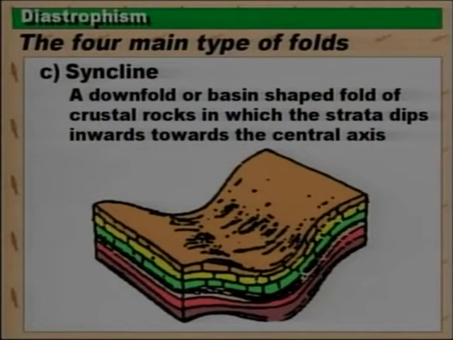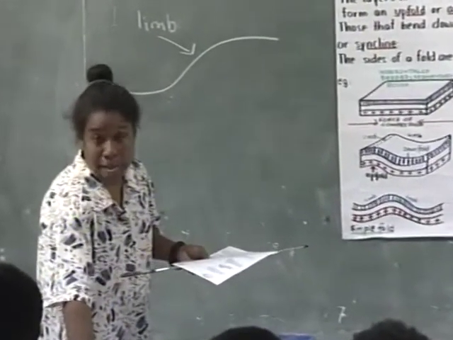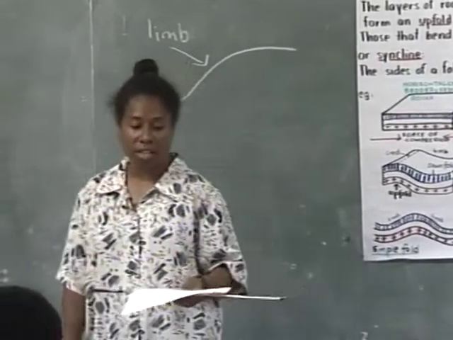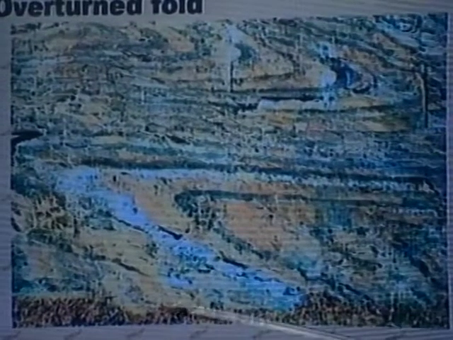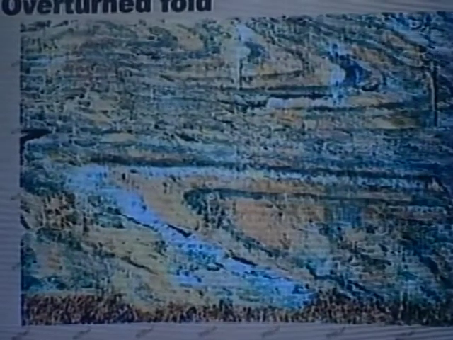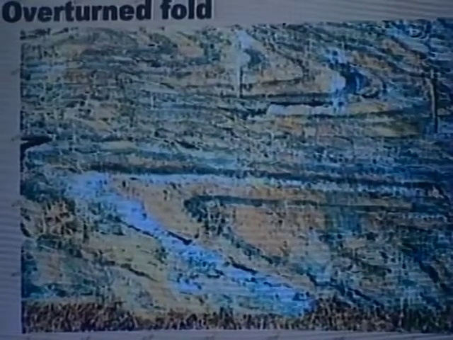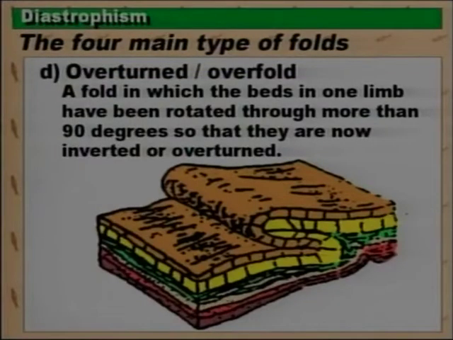Okay, we move on to the last or final type of fold, and that is the overturned fold. If you look at the layers, it has actually been buckled so much that there is an overfold on the layers of sedimentary rocks. Okay, so we look at the information from the diagram.